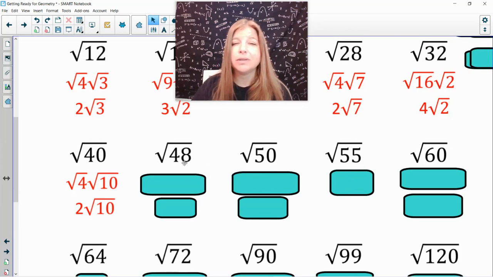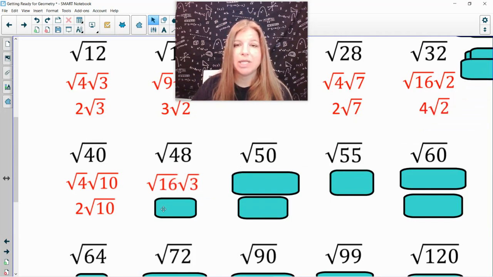48. 4 goes into 48. 9, no. 16, yes. 25, no. 36, no. Anything further, no. So this is radical 16 times radical 3, which then would become 4 radical 3.